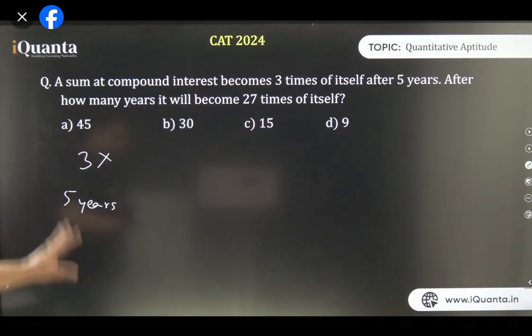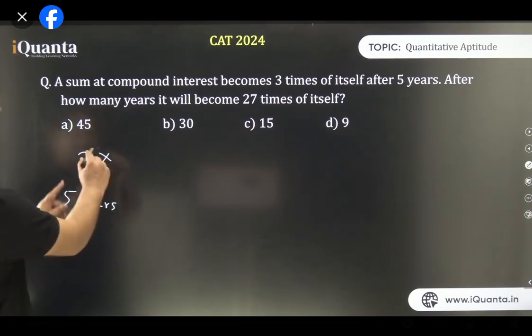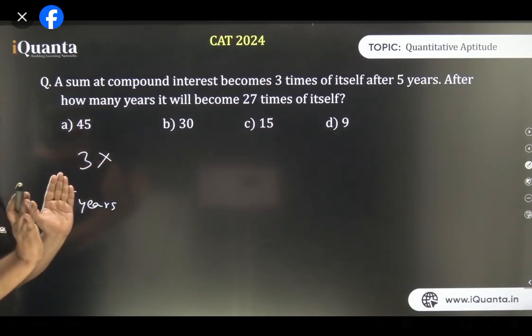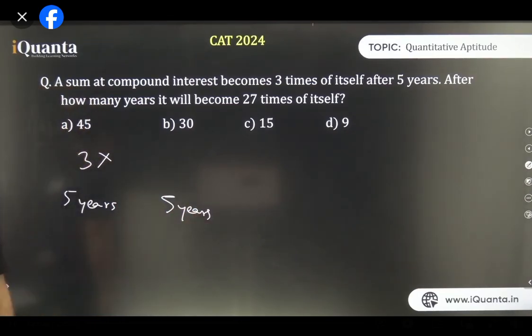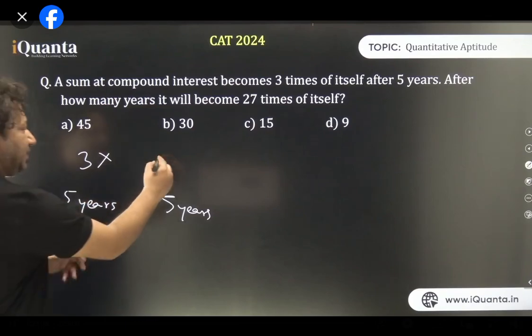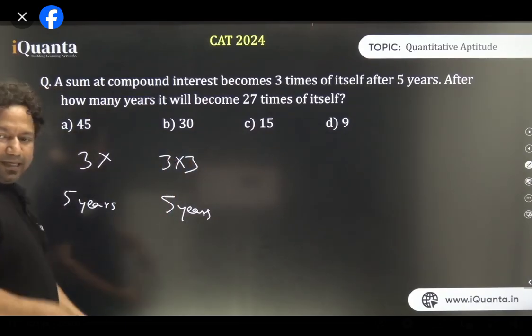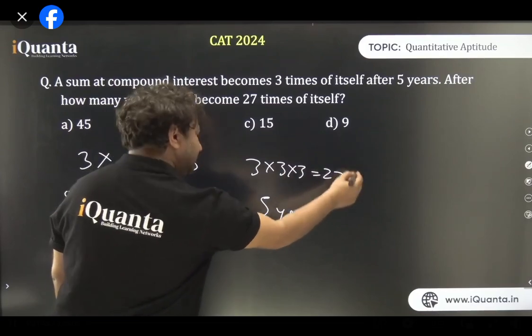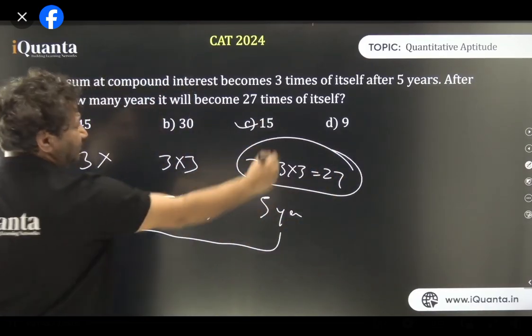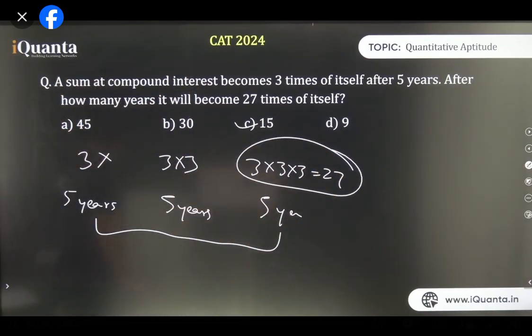I'll repeat anyway, but first understand this and it will become clear. This is 3x. In 5 years it becomes 3x, right? In the next 5 years, it will again triple itself. So earlier it was triple, now it's triple of triple, that is 9 times. In the next 5 years, triple of triple of triple, that is 27 times. That's it. Solved. 5 plus 5 plus 5 is 15. Is that clear now? As simple as that.